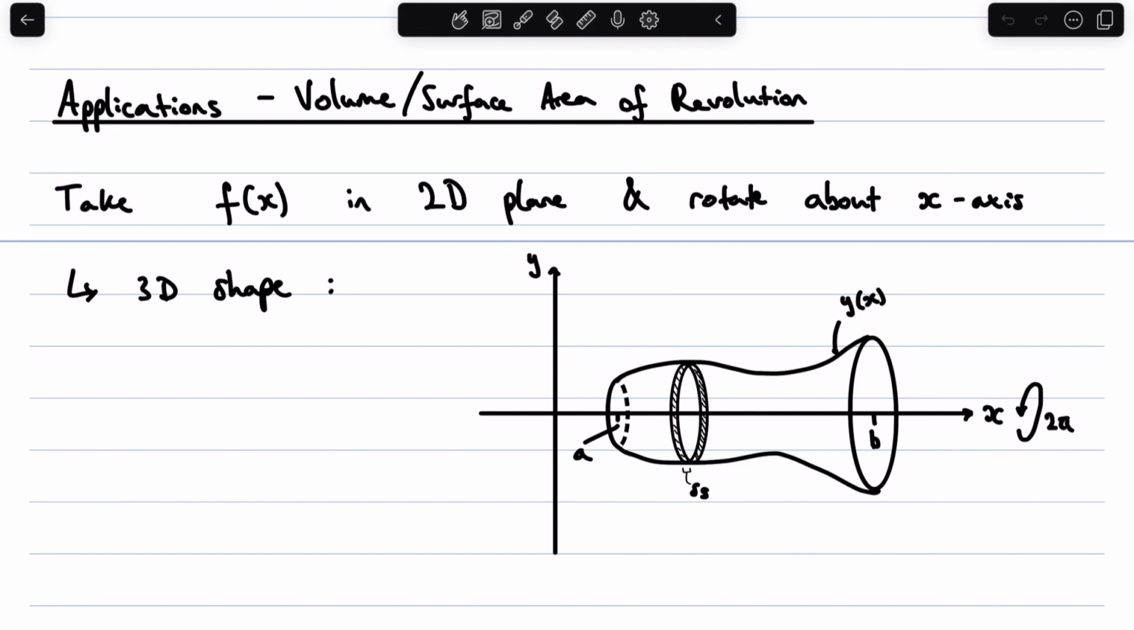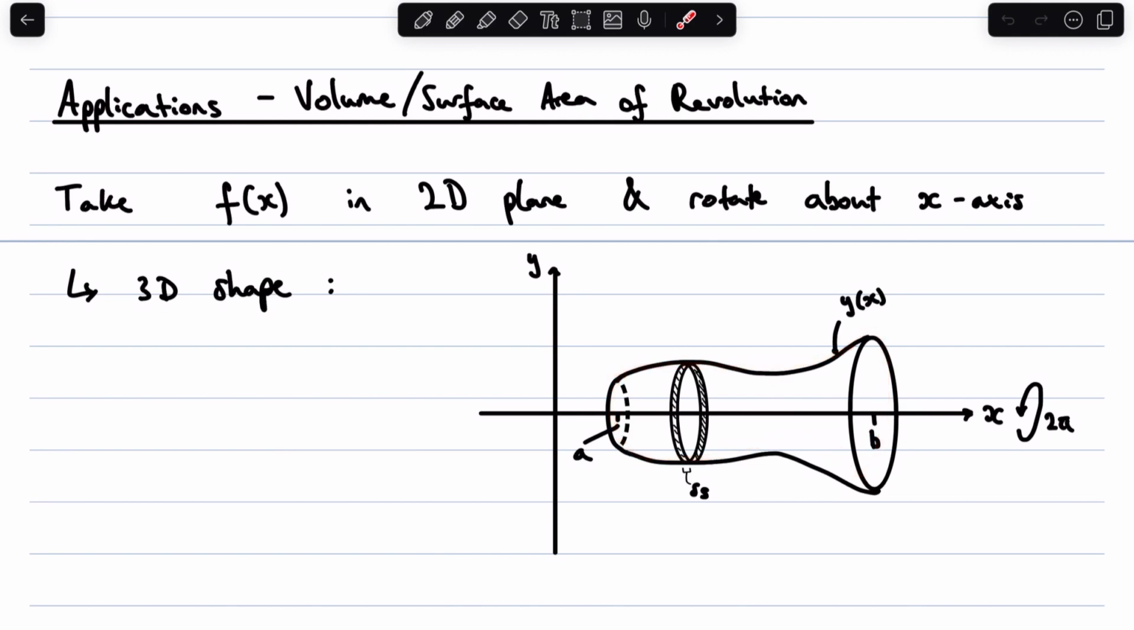So as the name of this video suggests, we'll be looking at the volume and surface area that you can get from revolving a function around the x-axis. So we take our function f of x in the 2D plane, xy, rotate it around the x-axis by 2 pi, and it will carve out this whole 3D shape.